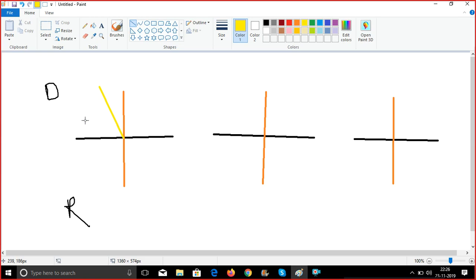From denser to rarer, it bends towards the normal. It's away from the normal. And remember, when light is entering from denser to rarer medium, you tell me what happens with the speed of the light. The speed of light when it enters a denser medium decreases and bends towards the normal.